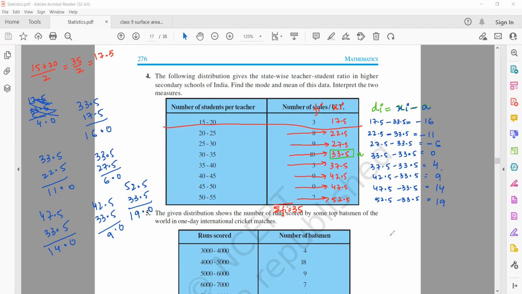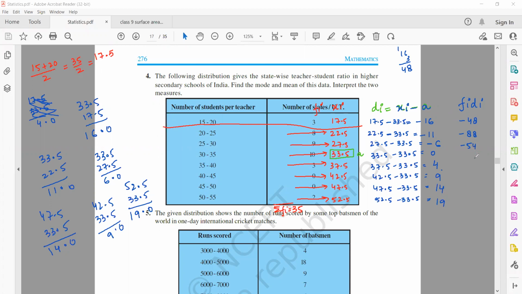Yes, ma'am. All right. Now you multiply your FI with this DI. So the next column is FI DI, right? So you multiply 3 into minus 16. How much is it? 16 into 3. Come on. 3 into 6 is 18. Carry 1. 48. So you are getting minus 48. Then 8 into 11, so minus 88. 9 into 6, minus 54.